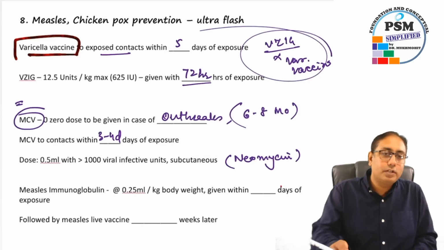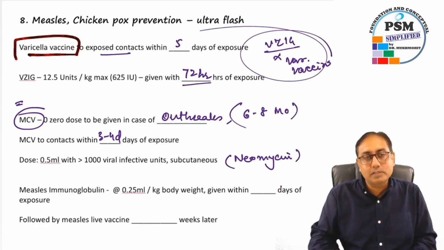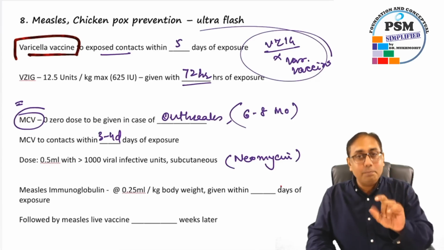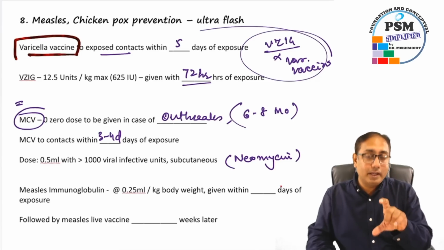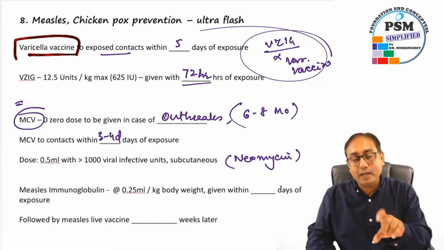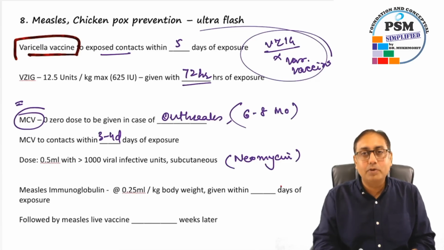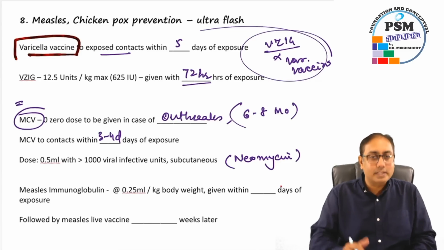Neomycin is the antibiotic which is included inside the measles vial. Please note that the measles vial is a heat and light sensitive vial, and that is the reason the measles rubella vial is a brown colored vial, because amber colored vial, because it is light sensitive.